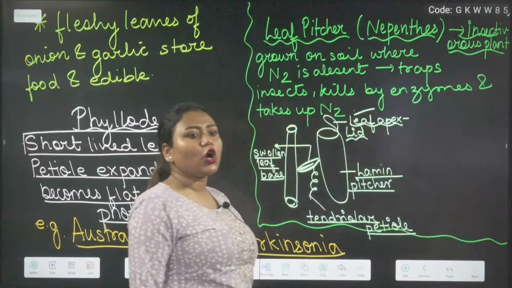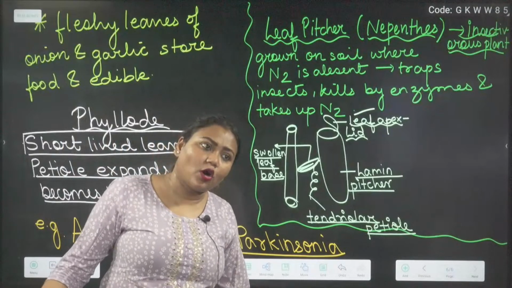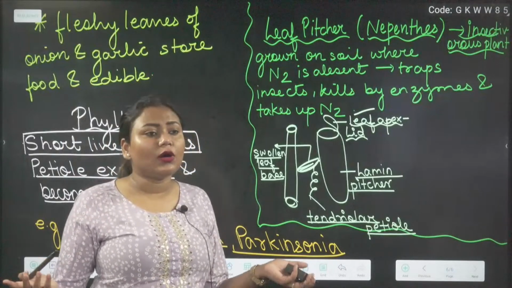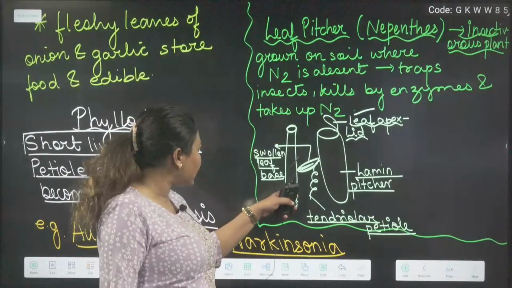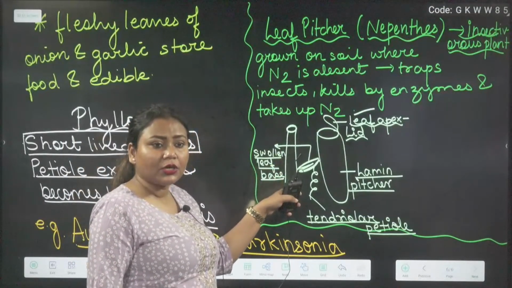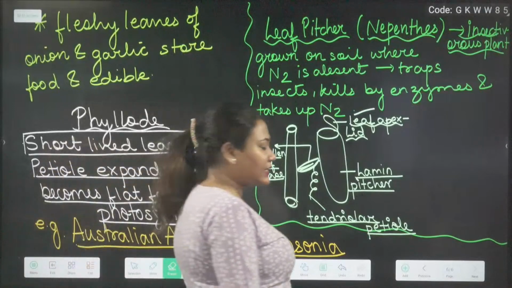Okay, this is your pitcher plant. Why did the pitcher plant grow there? It has grown there. No answer for that. The leaf pitcher, that is Nepenthes, this is the branch. Due to lack of nitrogen, it is growing. It traps insects and kills.